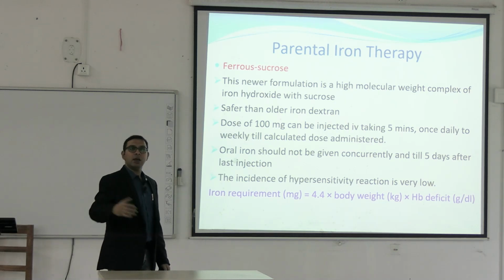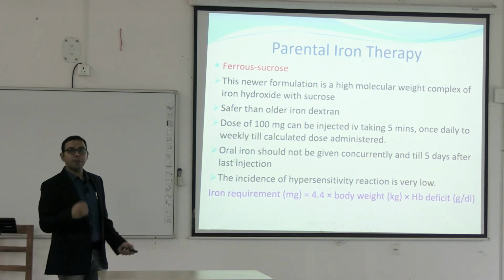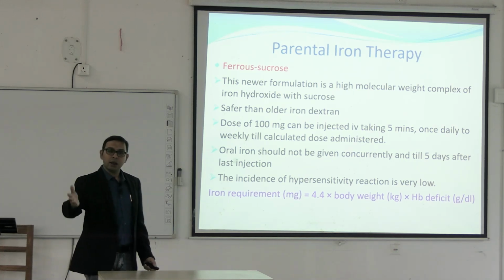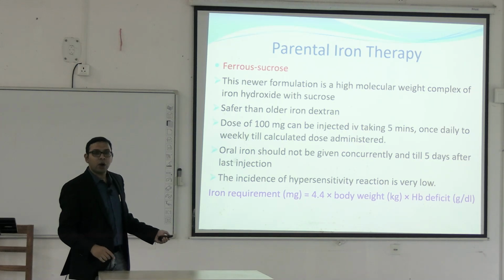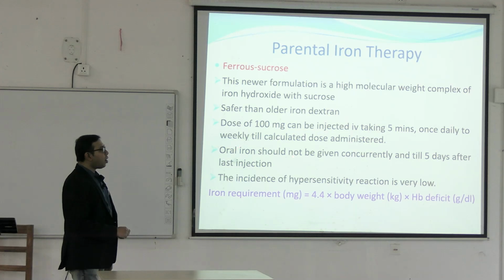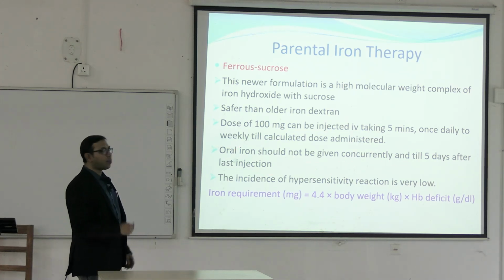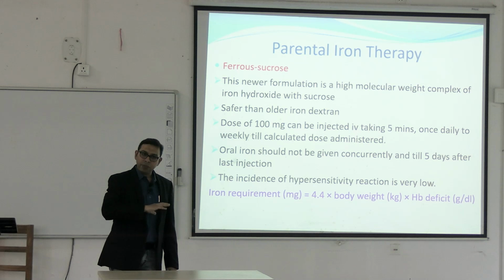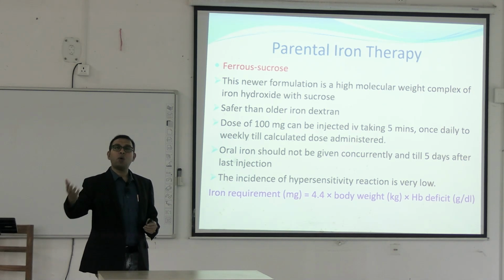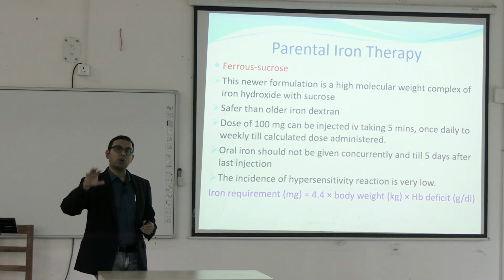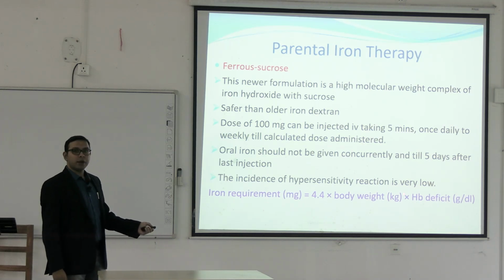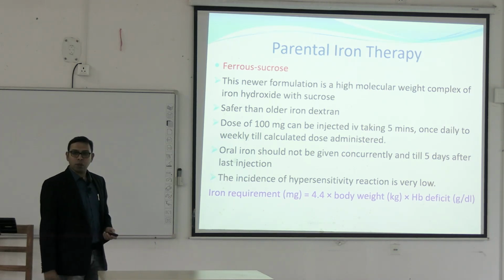Then we have to divide this over different days. For example, we give 100 milligram one day weekly. In the next week we give another 100 milligram, and like this the total iron requirement is ultimately replenished to the patient over several weeks. Oral iron should not be given concurrently or until 5 days after the last injection. Usually parenteral iron is given, full replenishment is covered, and then we start oral iron so that there is no immediate drop of hemoglobin. The incidence of hypersensitivity reaction is low with ferrous sucrose.